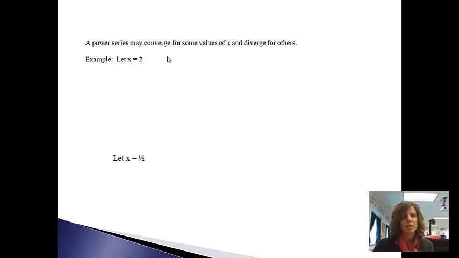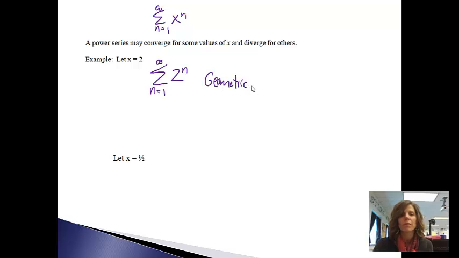Just like I said, a power series may converge for some values of x and diverge for others. So I'm going to keep the same example going, x to the n. If we had x equals 2, this is what the problem would look like: 2 to the n. This is a geometric series because we have something to the nth power, and our r would be 2. Since our ratio is greater than 1, this series diverges.